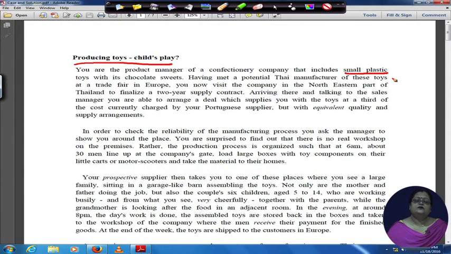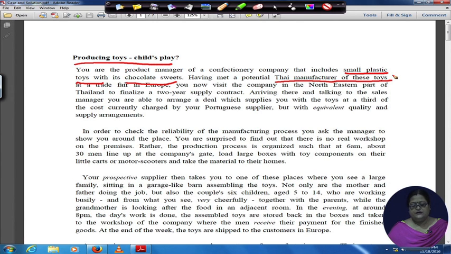So we'll be highlighting the main points as we move forward with the case, because it is very important that we know the key points while we are dealing with the ethical dilemmas. You are playing the role of the product manager of a confectionery company that includes small plastic toys with its chocolate sweets. So we can understand that the intended targeted consumers of your products are, of course, the children. Having met a potential Thai manufacturer of these toys at a trade fair in Europe, you now visit the company in northeastern Thailand to finalize a 2-year supply contract.